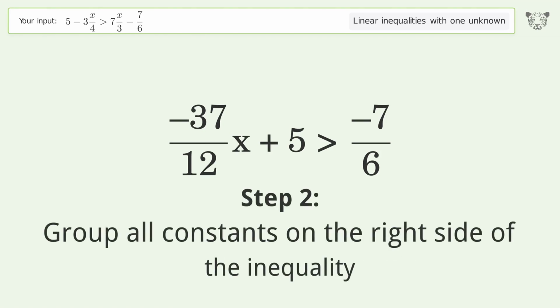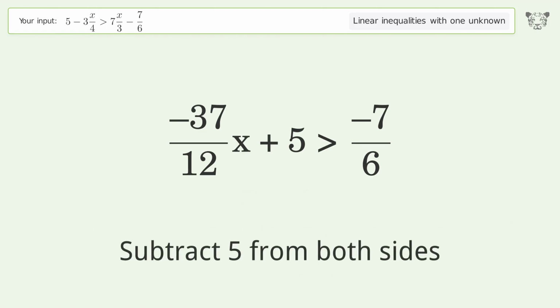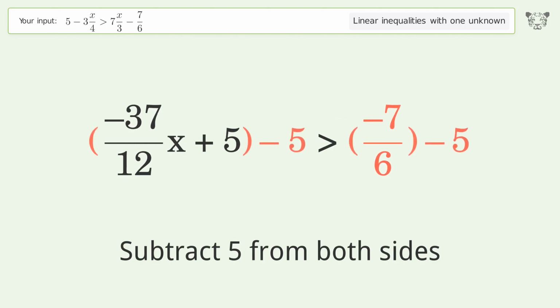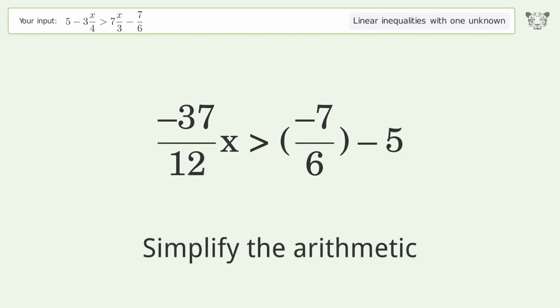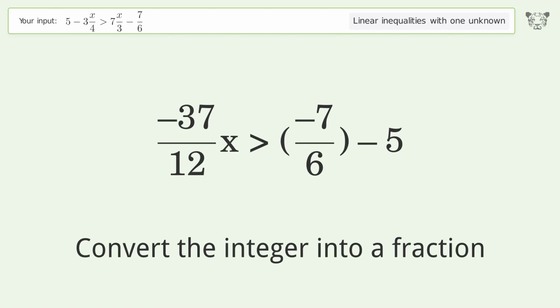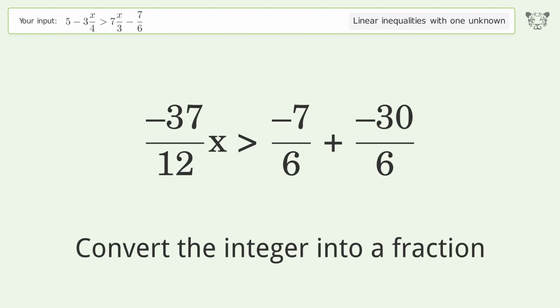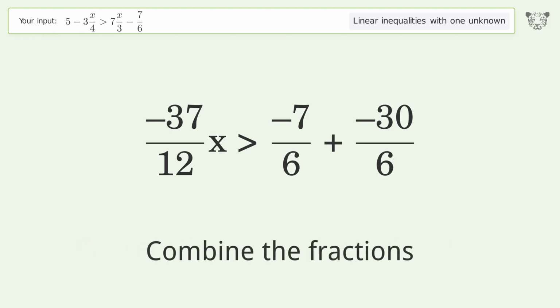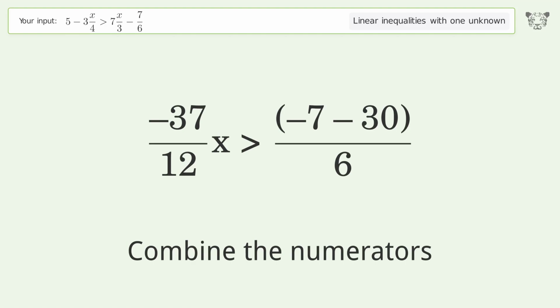Group all constants on the right side of the inequality. Subtract 5 from both sides. Simplify the arithmetic. Convert the integer into a fraction. Combine the fractions.